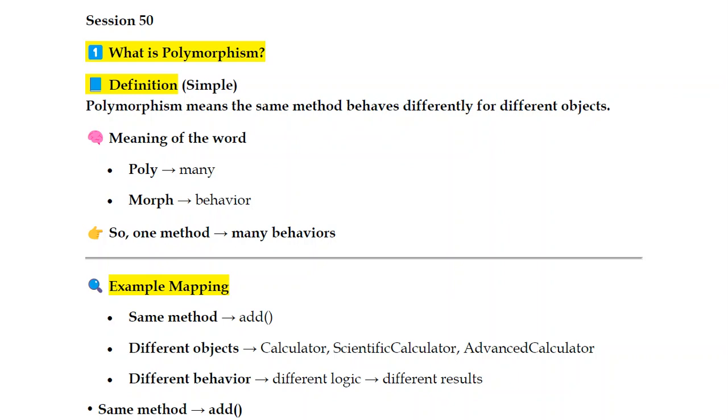Okay, now just try to understand. Poly means many, morph means behavior. So one method, or the same method, can do the task in different manner. So one task can be done in different or multiple ways. This is called polymorphism. Same method behaves differently for different objects. The key point is same method or one method. It is going to behave differently for different objects.